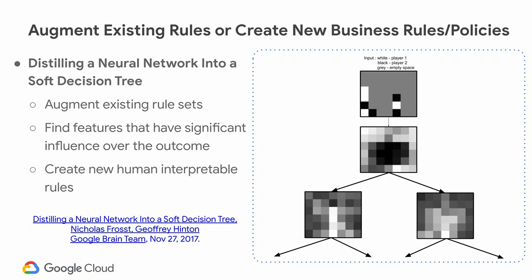It basically takes the deep learning model and tries to understand the inner workings of the model, what the gradients are at each layer, so that you can take that and make it into a decision tree. This particular picture on the right is from a game called Connect 4. The main idea of the soft decision tree is to augment existing rules, find features that have significant influence on the outcome, and create a human interpretable rule.